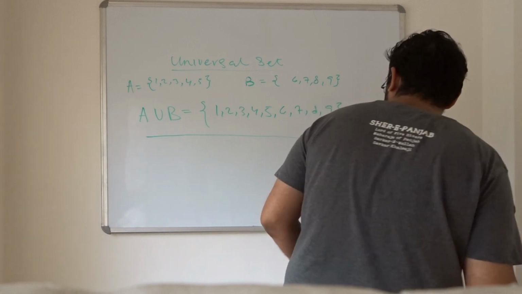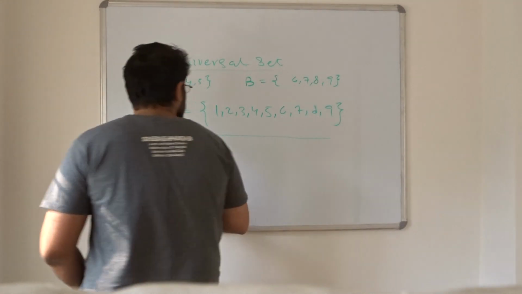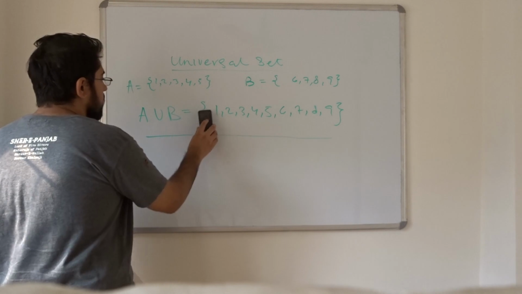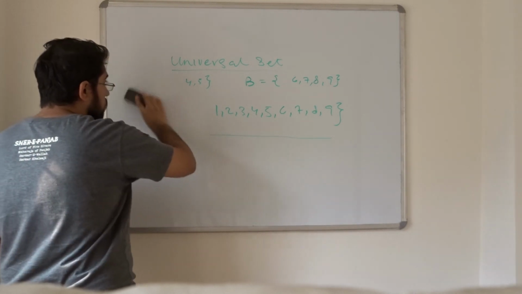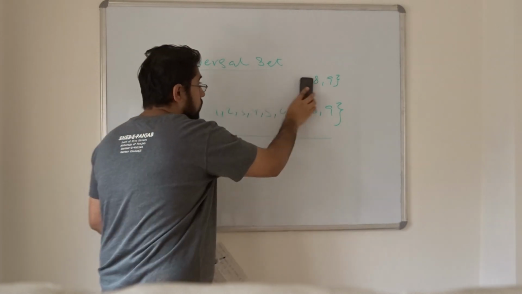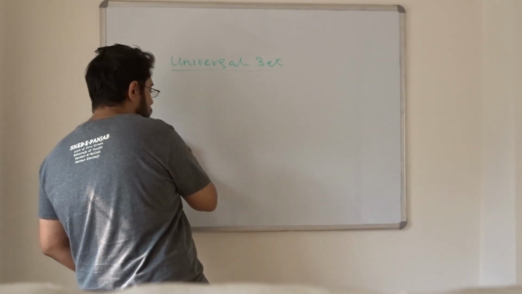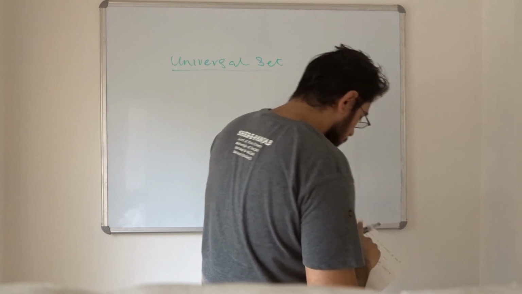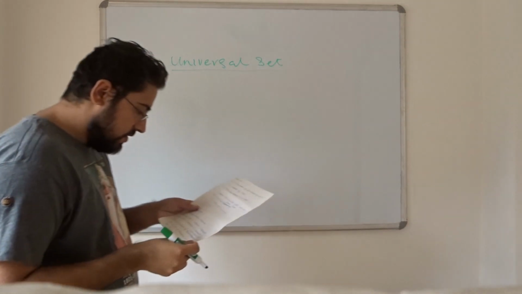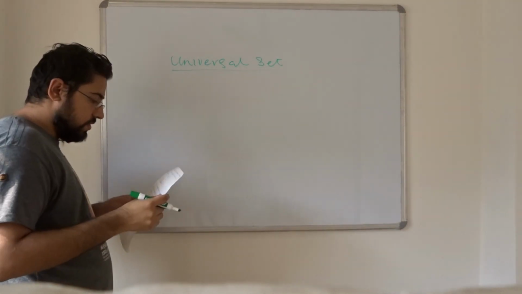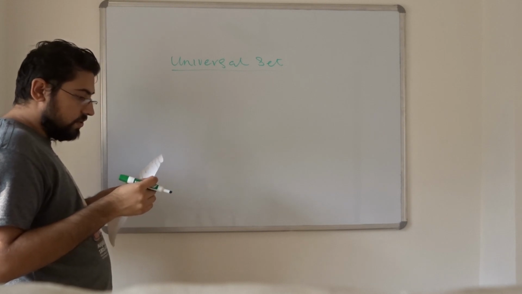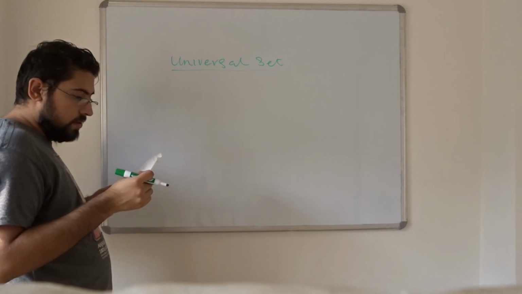Same logic that we did in the beginning. So this is what a universal set is. Now, before we move on to the next stage, there are a few more things which I need to tell you.